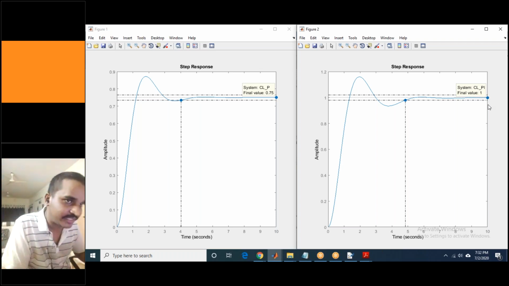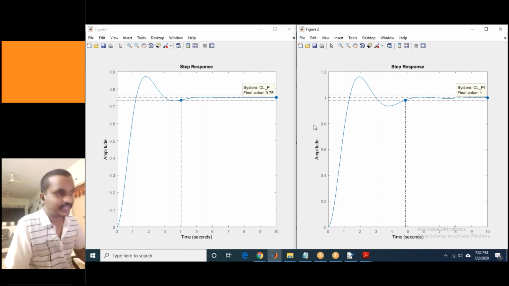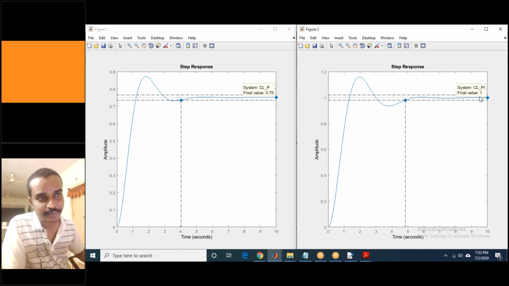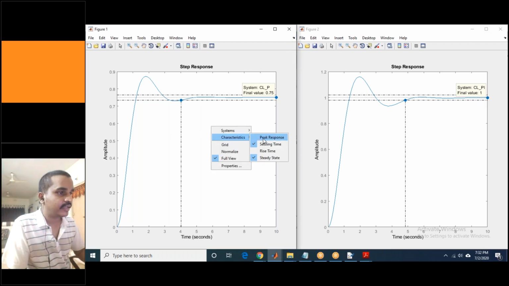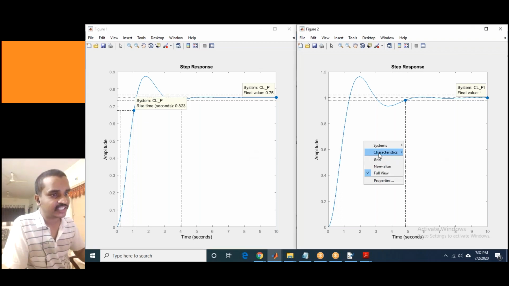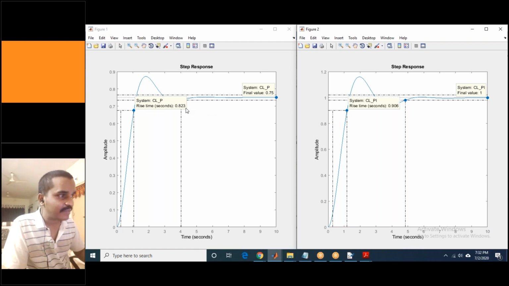So what does this teach us? This teaches us that proportional control alone, in the absence of inherent integral action, cannot make the steady state error zero, whereas the PI controller has made it zero. You can see that CL_P means proportional, CL_PI means PI controller. But if you see the rise time here, 0.823, it is a little bit sluggish. There is a compromise here, as the rise time has increased a little bit. And I am telling you that this is a very naive PI controller.